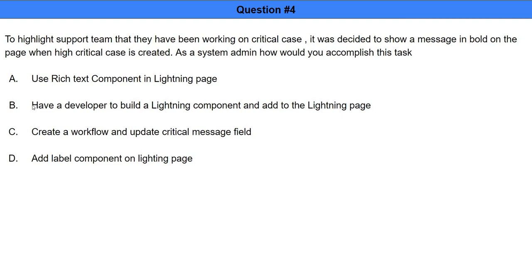Let's look at option B. We just discussed that options C and D may not be appropriate. Option B, have a developer build a Lightning component. It could be Aura or a Lightning Web Component, and add it to the page. Certainly it works, and it helps to show the message in bold. But again, it requires additional effort, and a developer has to be there to get the Lightning component created. But let's find the appropriate solution to this problem. So it seems option A is the right one, but let's cross-check that.